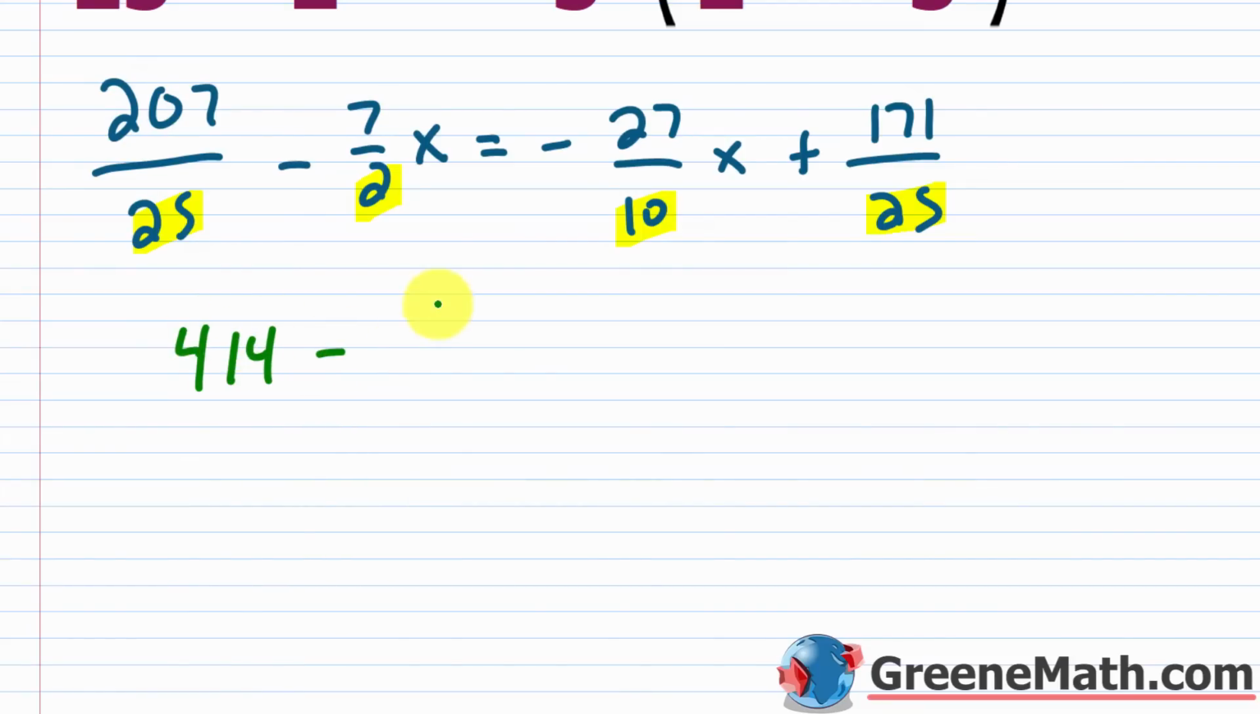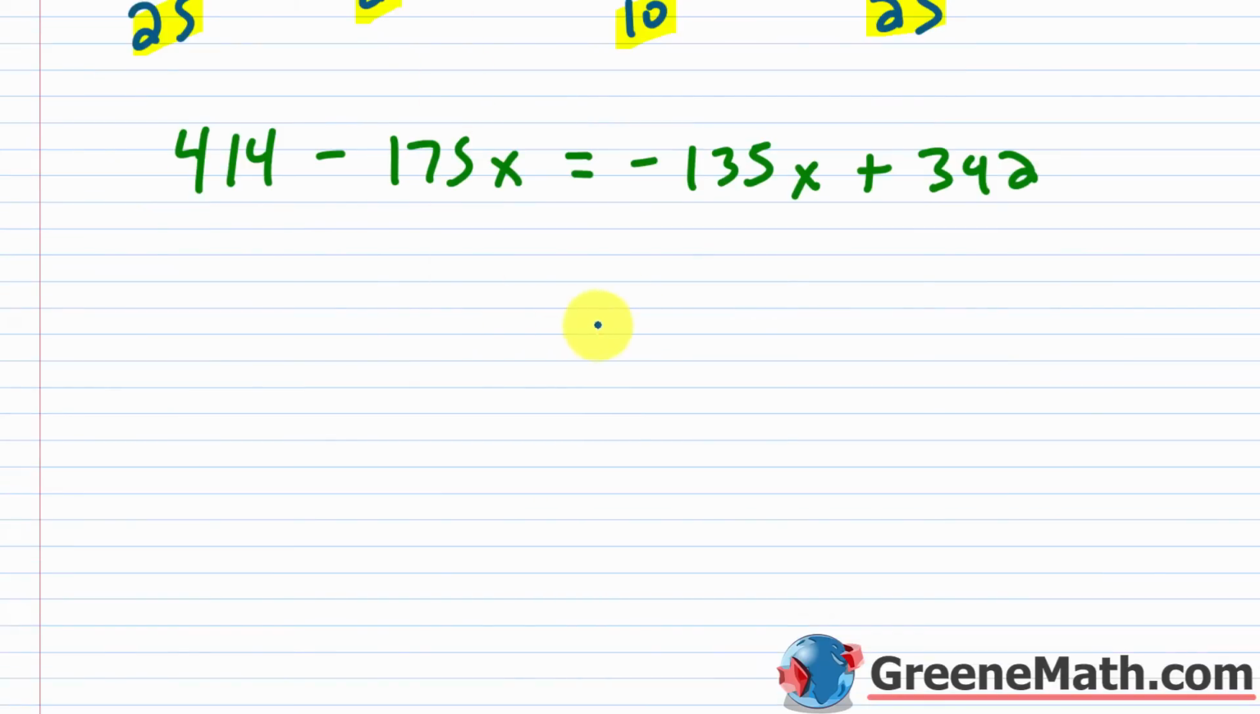Then minus, if you do 50 divided by 2, that's 25. 25 times 7 is 175. And then don't forget about that x there that's going to come along for the ride. And this equals, we're going to have negative. 50 divided by 10 is 5. 27 times 5 is going to be 135. And then again, the x is going to come along for the ride there. And then lastly, if I do 50 divided by 25, that's 2. 2 times 171 would be 342.